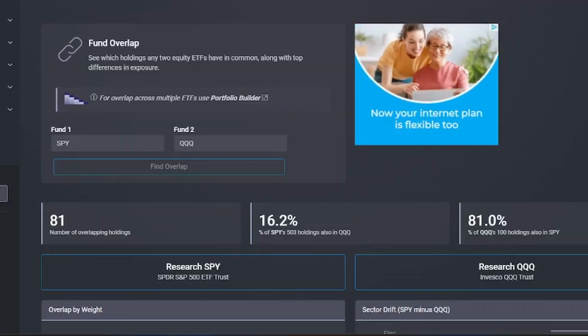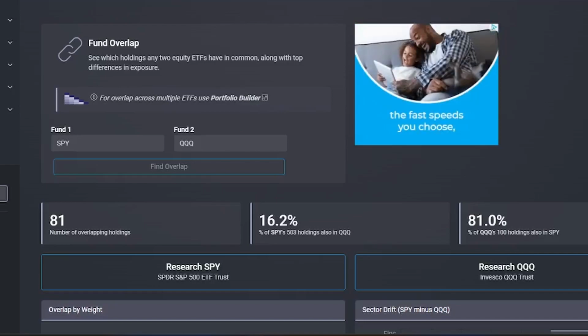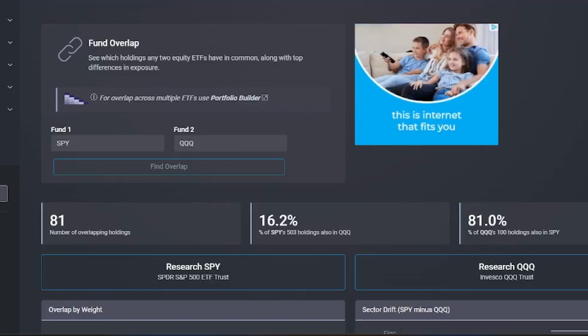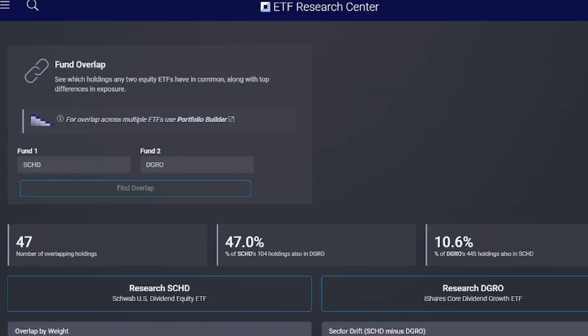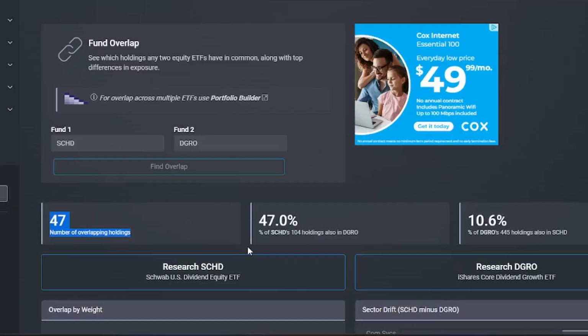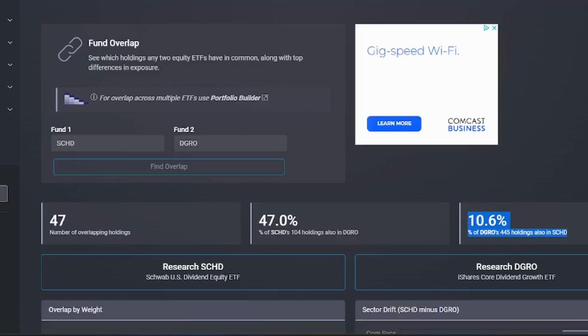Another favorite of mine is the ETF Research Center, or etfrc.com. And here you have even more tools at your fingertips. A favorite of mine is the Fund Overlap tool, where you're very quickly able to discern the holdings that two ETFs may have in common with one another. Let's take a look at SCHD and DGRO, for example. You can see here that SCHD actually has 47 holdings that are also contained within DGRO. However, DGRO, given that it's a much larger ETF, only 10% of its holdings are held also within SCHD.